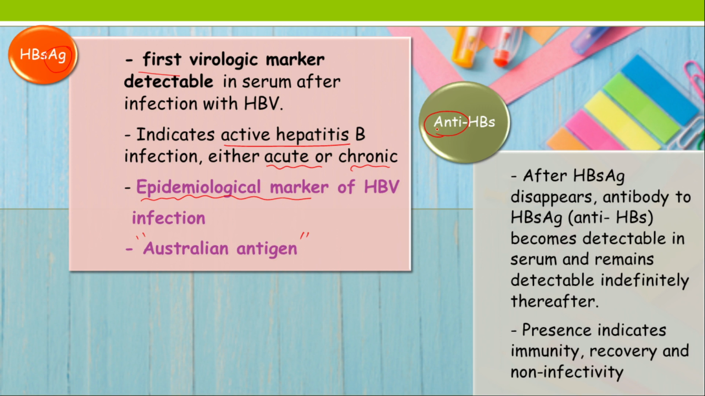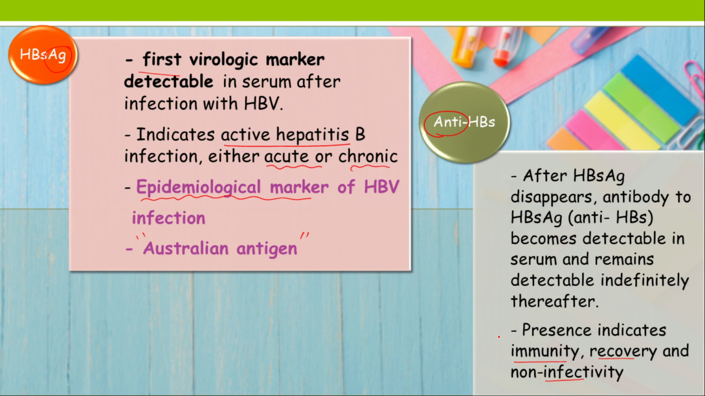So let's see anti-HBs, that is antibody to HBs. We know clearly that if the antibody is appearing, this indicates that the infection levels are going down and the immunity is going up. So it indicates the presence of immunity, recovery and non-infectivity. So it is very clear.